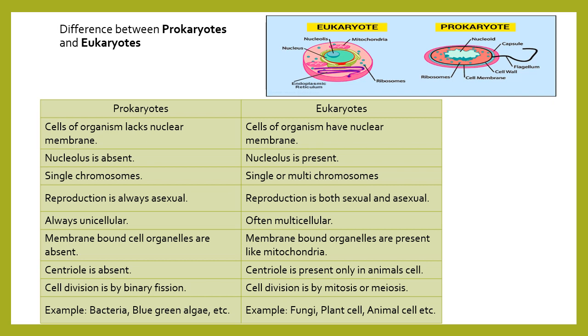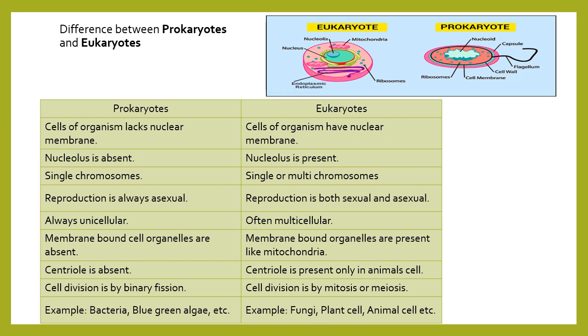Okay, the next difference is nucleolus. Nucleolus is absent in prokaryotes, whereas it is present in eukaryotes. Third, prokaryotes have a single chromosome, whereas in eukaryotes, it is single or multi-chromosome. What is a chromosome? Chromosomes are composed of DNA and protein. Chromosomes contain information for inheritance of features from parents to the next generation in the form of DNA.